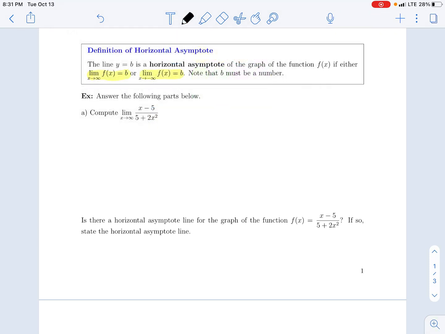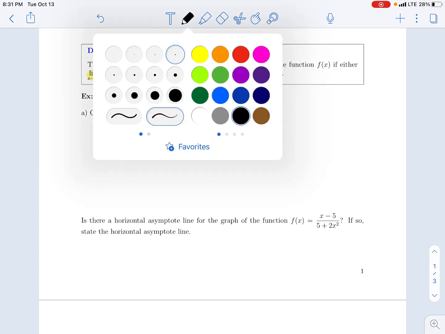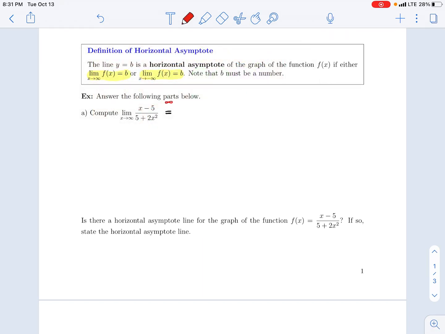Here I just want to compute this limit. Since I'm looking at the limit as x approaches infinity, it's all about figuring out the end behavior of what's going on in the numerator and the denominator. What happens as x approaches infinity to the function x minus 5? Well, x minus 5 is just a line, and as x approaches infinity, x minus 5 is also going to approach infinity. So in the numerator, I have infinity.